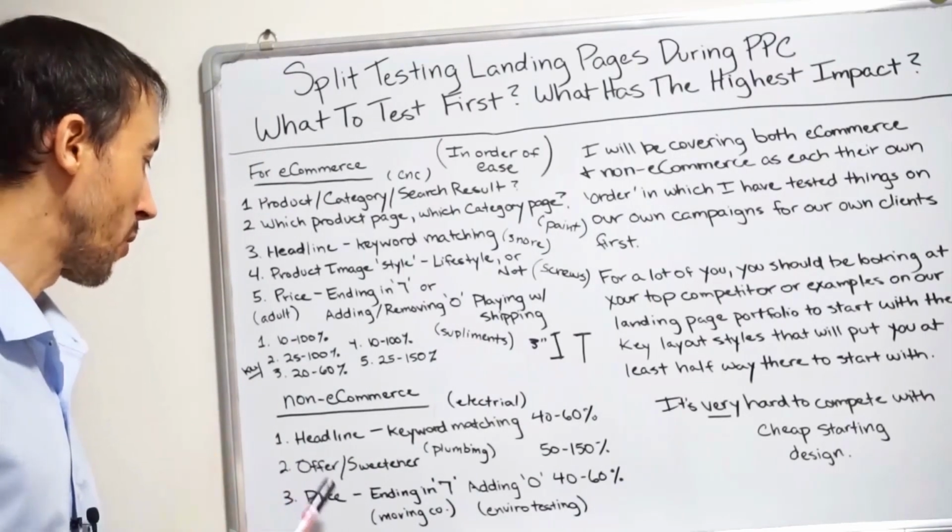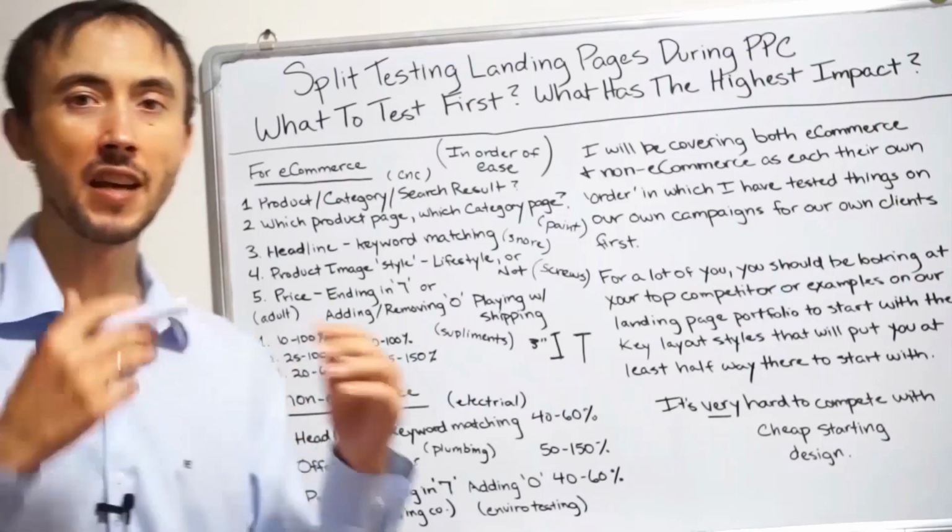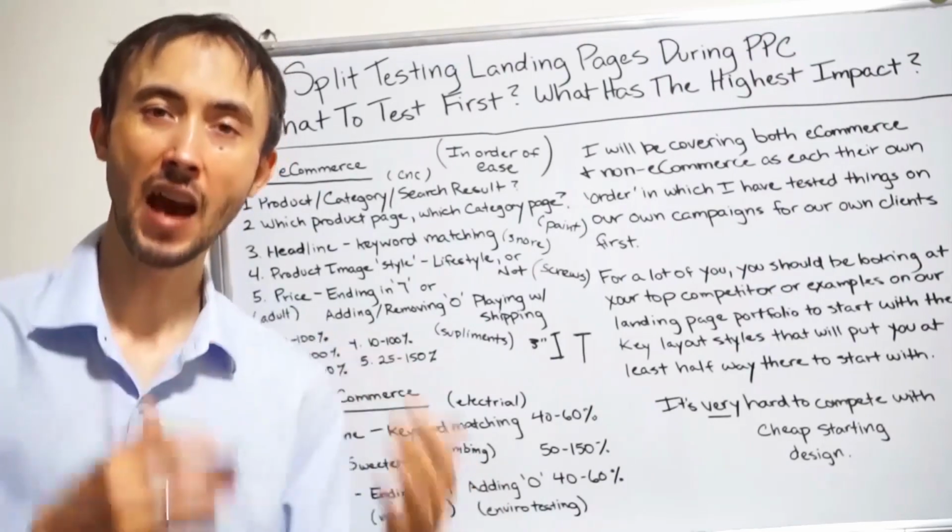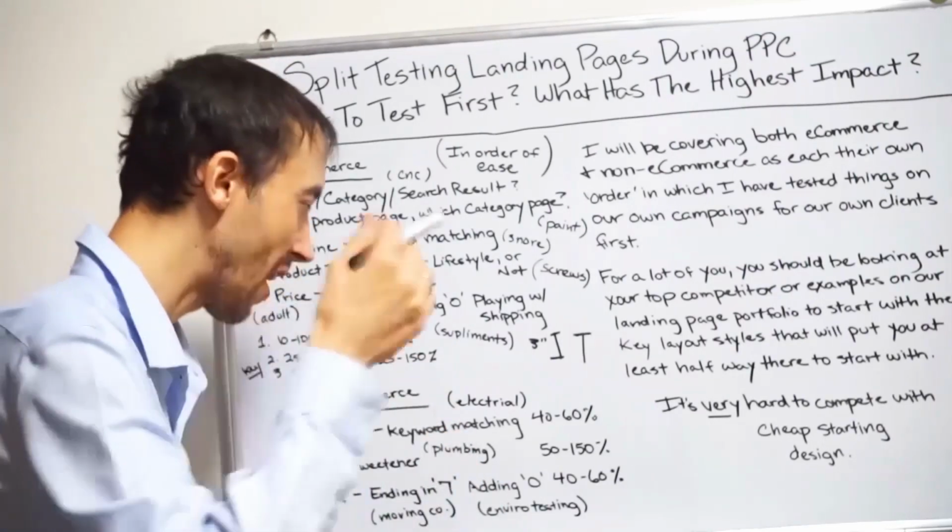Once I've done the first and second, I'm going to go ahead and test the price. If obviously we have a price, so this obviously doesn't apply to everybody.